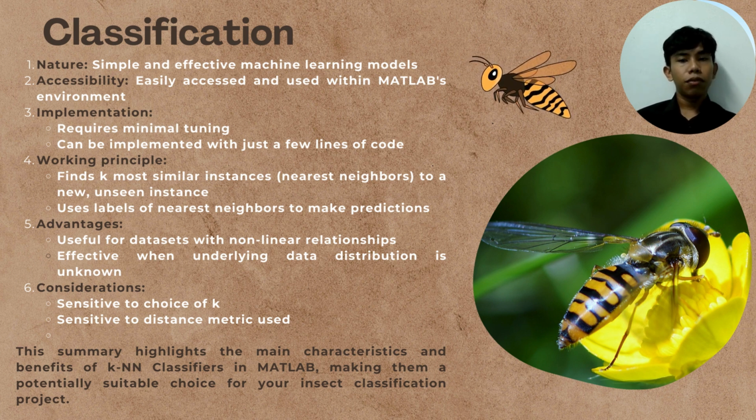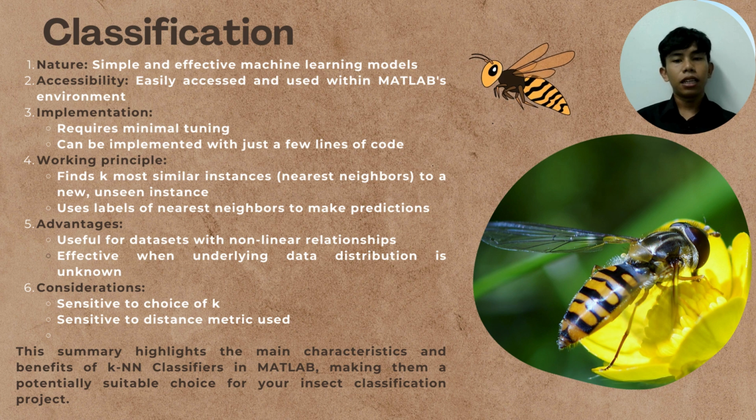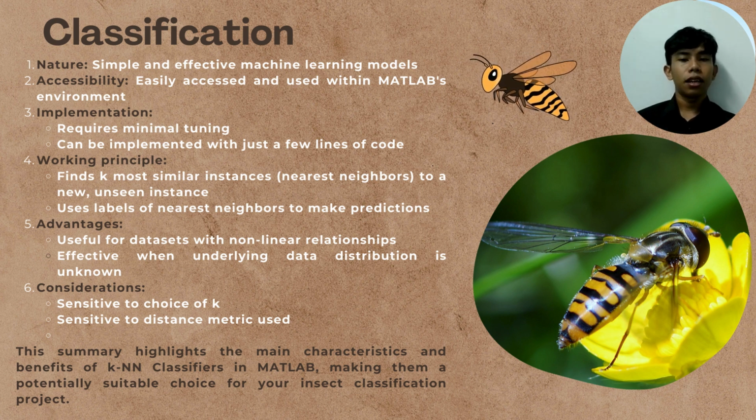The working principle is to find the most similar instance, the nearest neighbor to the new unseen instance, and use the labels of the nearest neighbors to make the prediction. The advantage is that it is useful for datasets with non-linear relationships. It is effective when the underlying data distribution is unknown.